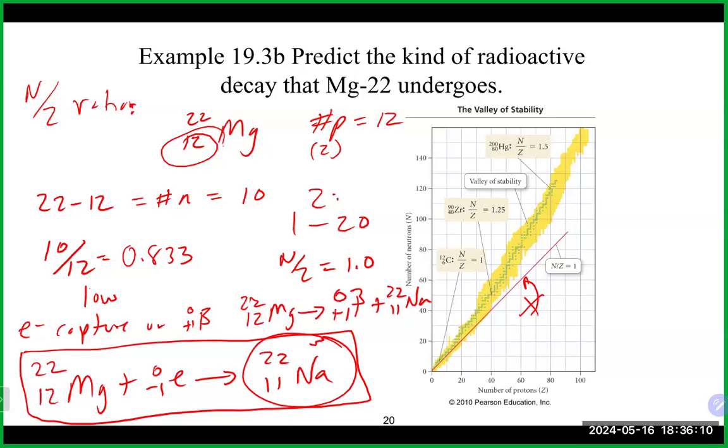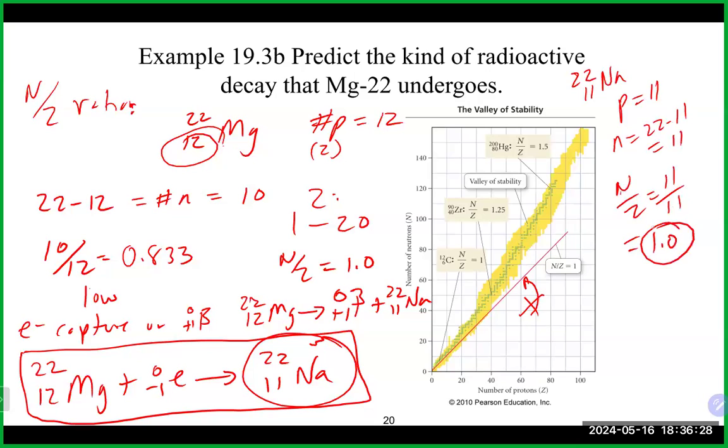And if we look at sodium's ratio, what we just produced, for sodium we have 11 protons. Neutrons would be 22 minus 11, which is 11. That gives us an N to Z ratio of 11 divided by 11, which is 1. In this case, it actually got us to that perfect ratio. This is not always the case that you will hit the perfect ratio after the decay process, but once again, it should move you closer.